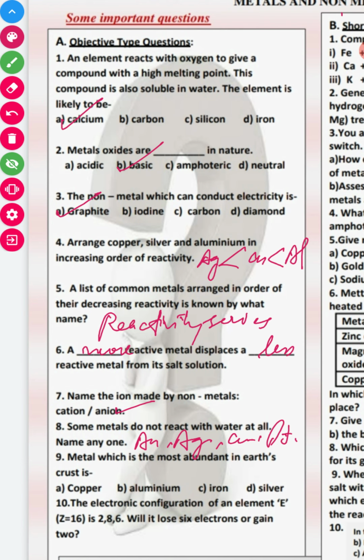The electronic configuration of element E is 2, 8, 6. Will it lose 6 electrons or gain 2 electrons? It gains 2 electrons to attain noble gas configuration and make its octet complete. Okay, next.